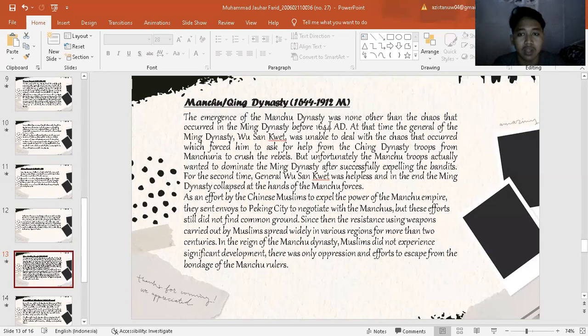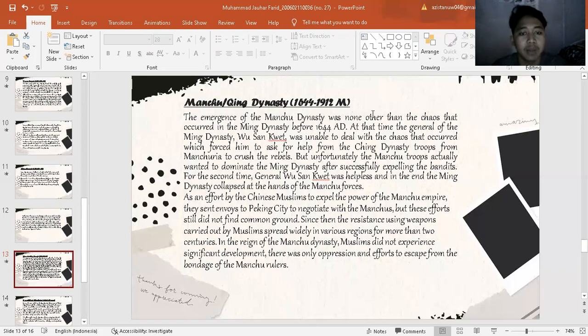chaos that occurred, which forced him to ask for help from the Qing dynasty troops from Manchuria to crush the rebels. But unfortunately, the Manchu troops actually won and dominated the Ming dynasty after successfully expelling the bandits. For the second time, General Wu Sangui was helpless, and in the end the Ming dynasty collapsed at the hands of the Manchu force.